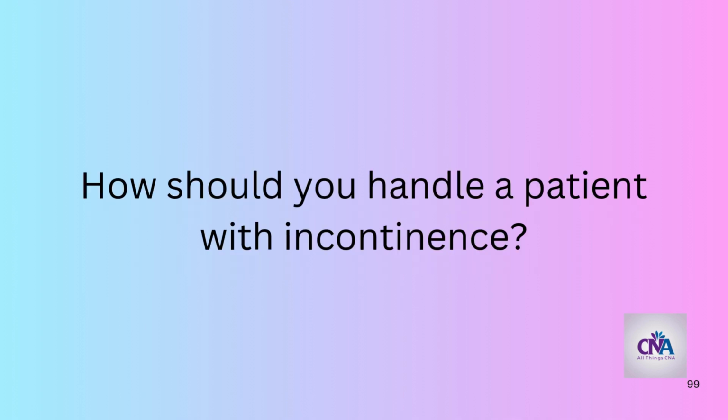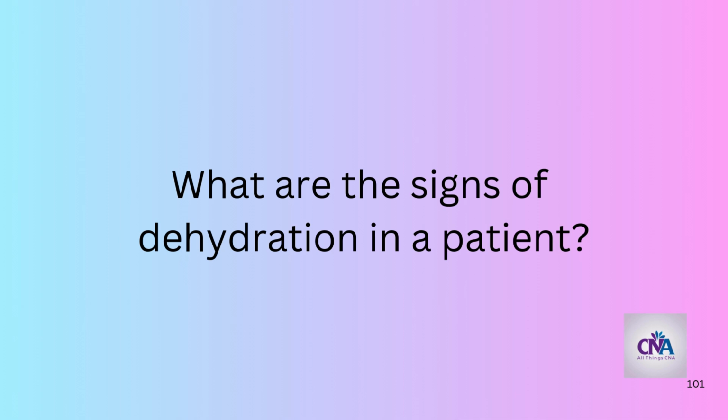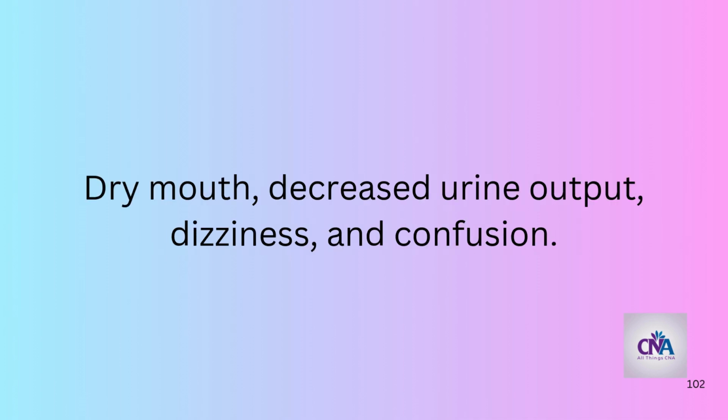Question: How should you handle a patient with incontinence? Answer: Provide frequent toileting assistance and ensure they are kept clean and dry to prevent skin irritation. Question: What are the signs of dehydration in a patient? Answer: Dry mouth, decreased urine output, dizziness, and confusion.